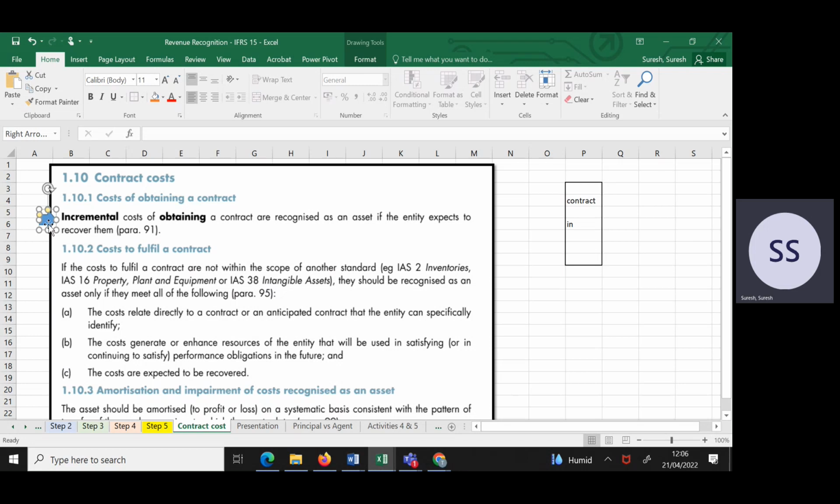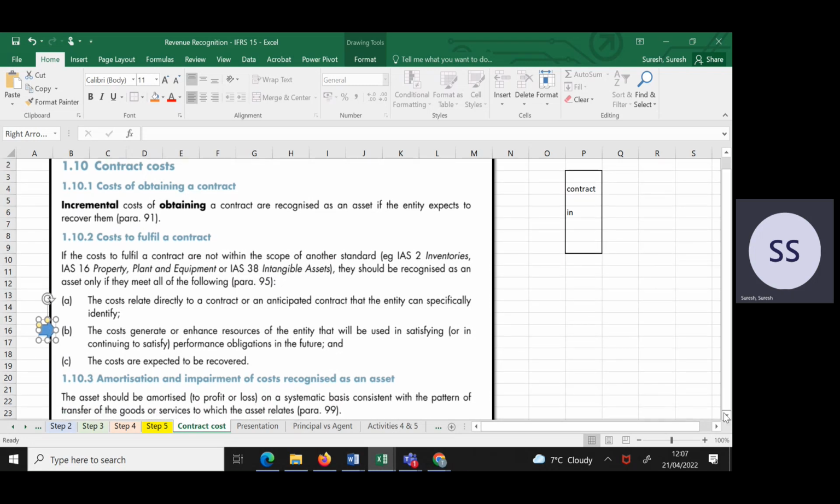So the conditions are such: you should ensure that the cost can be directly related to a contract. You can identify that cost as directly related to a contract. And then the second, that cost that you suffer should enhance the quality of the performance that you're going to deliver. And then the third condition is that the money that you spent, the cost that you suffered, is expected to be recovered. Once these conditions are satisfied, and also there are no other standards within which this cost would fall, then that cost can be treated as an asset, right?